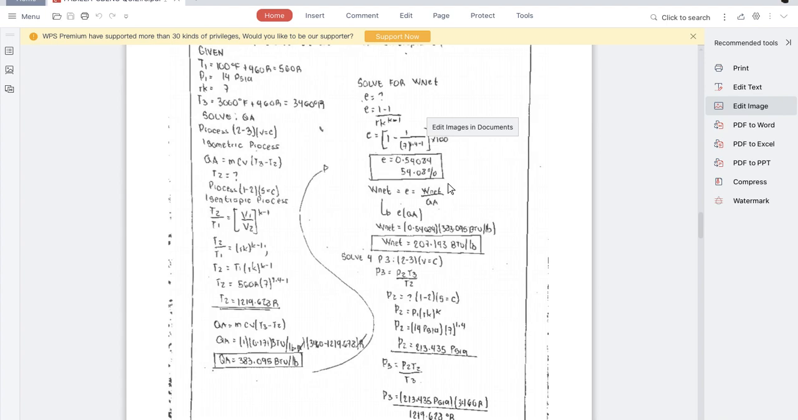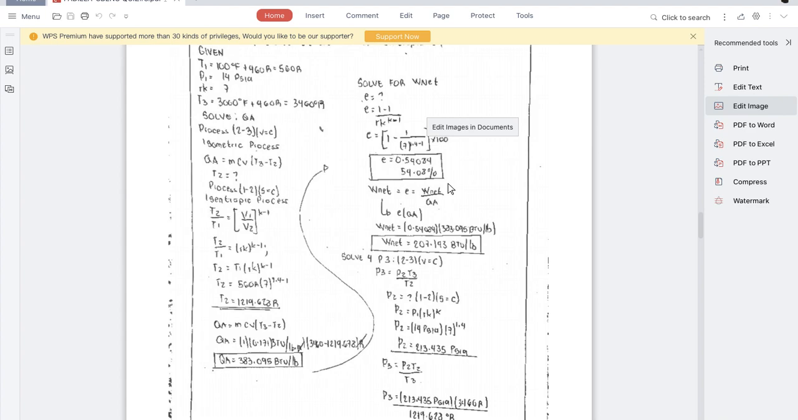What we are looking for is QA, Wnet, the efficiency, P3, and T4. So we start with QA. The formula for QA is for process 2 to 3, where V equal to C, the isometric process. The formula for this one is QA equal to m Cv (T3 minus T2). So we don't have QA, m, Cv, and T2. We only have T3. So let's find T2 first.